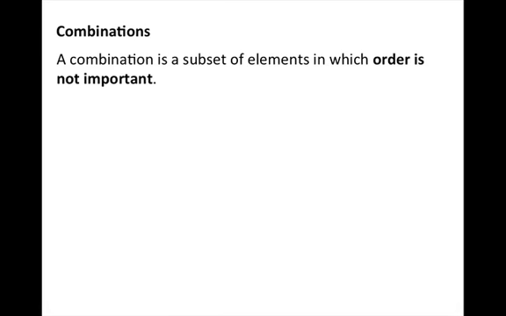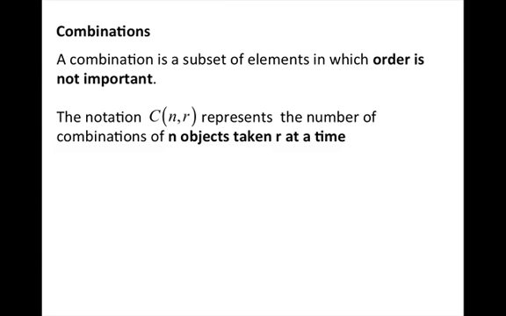Next, let's look at combinations. A combination is a subset of elements in which order is not important. That's how you distinguish between permutations and combinations. In permutations, order is important. In combinations, order is not important. So the notation C, and then the parenthesis with an N, R inside of it, represents the number of combinations of N objects taken R at a time.